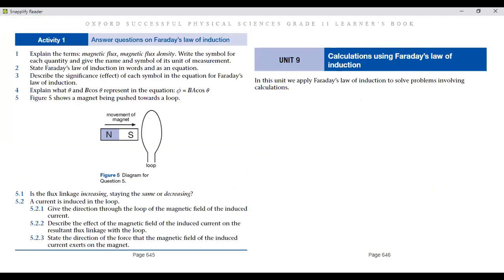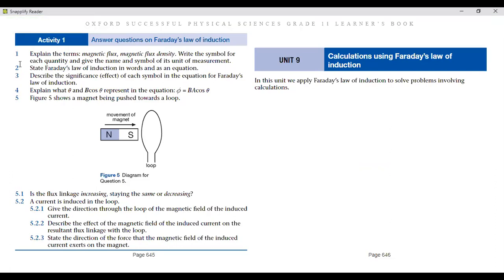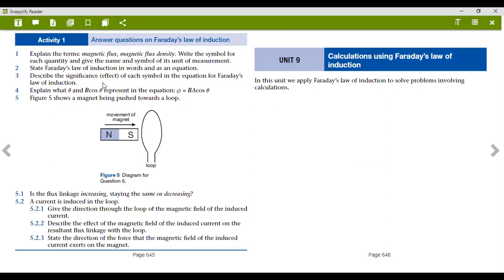So now we move to activity number 1, answer questions on Faraday's law. You guys can do all of them. We can do number 2 quickly, which is to set Faraday's law in words as an equation. Okay, you guys can do this on your own because we've already read through it and you know what magnetic flux is, what magnetic flux density is, and what Faraday's law of induction is.